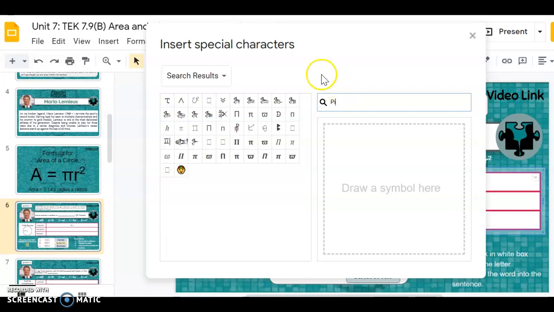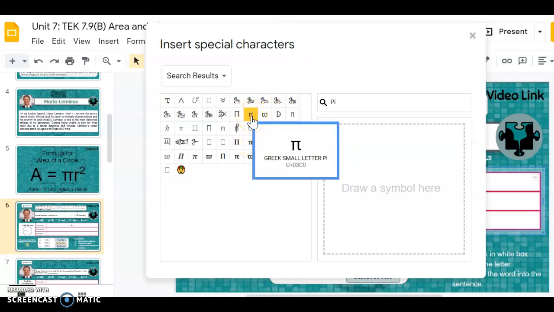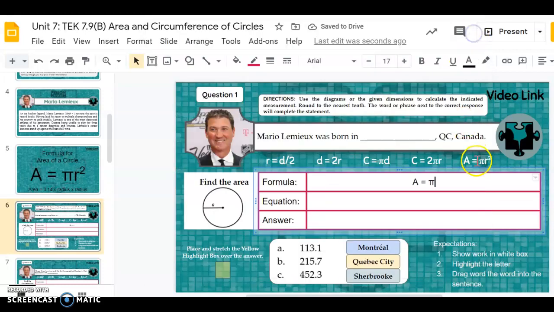You can choose from the different pi symbols. I'm going to go with this one because I think it looks the best, but you can go down to this one. It's bolded. But either way, you need to see that it says the Greek small letter pi. You cannot use a TT. You cannot use an N. You cannot use any other letters. This is pi right here. You need to start grabbing that.